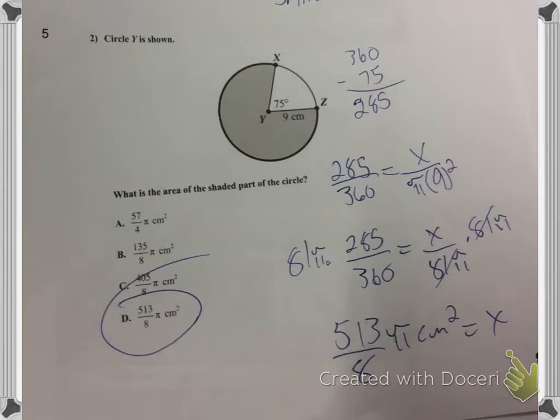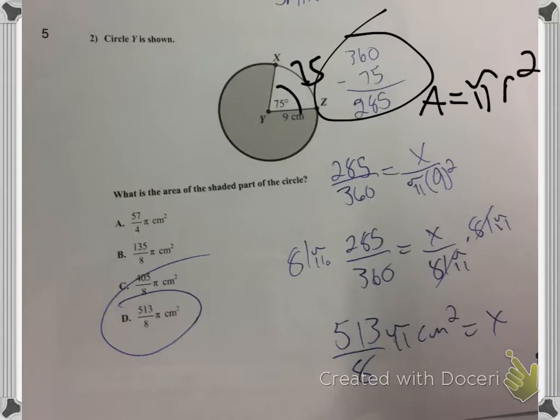Circle Y is shown. What is the area of the shaded part of the circle? So, in order to find the shaded area, I know that's 75 for that arc. To find the other arc, I just say 360 minus 75 is 285. So I got 285 over 360. And I'm going to use area equals pi r squared. So I plug in my radius, which is 9. So I got 9 squared, which is 81 pi. And then I multiply by 81 pi. 81 times 285 over 360 gives me 513 over 8 pi centimeters squared.